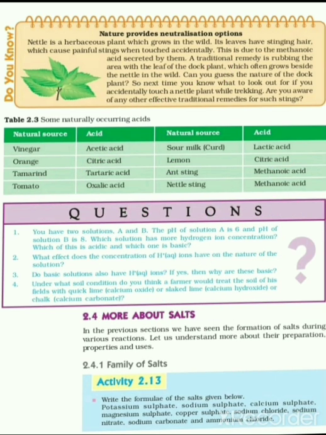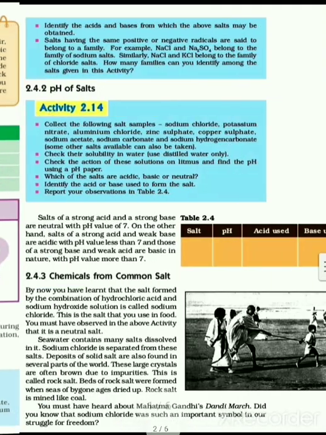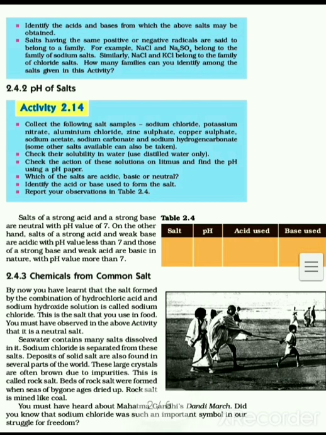Next is the family of salts. So what is meant by family of salts? As we know, in our family all members have the same surname or something common. Like that, salts having the same positive or negative radicals are said to belong to the same family. Here radical means positive or negative ions.